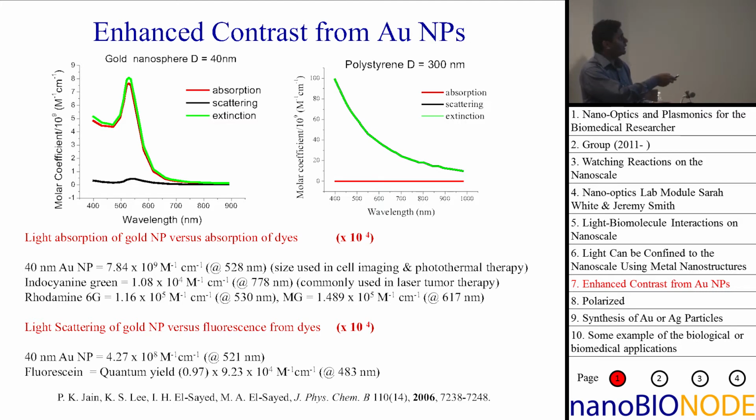Now, using UV-Vis spectrometry, you can actually measure absorption coefficients, extinction coefficients, scattering coefficients. And it turns out, on resonance, right here, if you calculate or estimate the absorption coefficient or cross-section, it is 5 or 6 orders of magnitude larger than the dye molecules that are used as contrast agents. One example being ICG or rhodamine 6G. 5 or 6 orders of magnitude larger, both scattering and absorption.